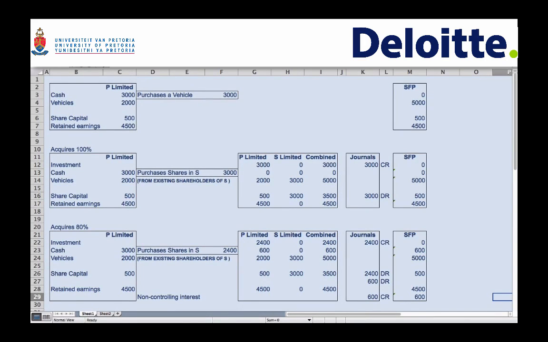The purpose of this video is to provide you with a basic background on business combinations. Before proceeding with business combinations, consider the following example of an asset acquisition. P Limited wishes to acquire an asset, for example, for 3,000 Rand. In so doing, it employs its cash. Consequently, the statement of financial position will reflect zero remaining cash, as this has now been transferred into additional vehicles.